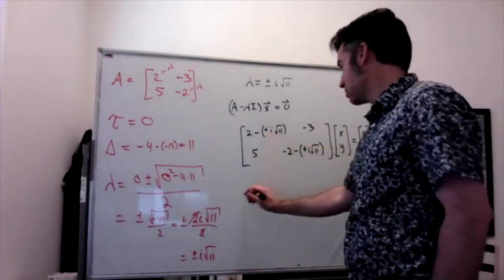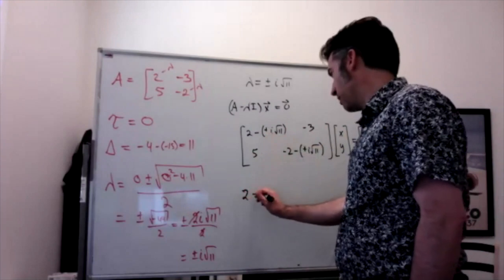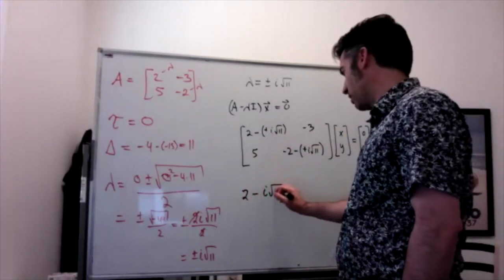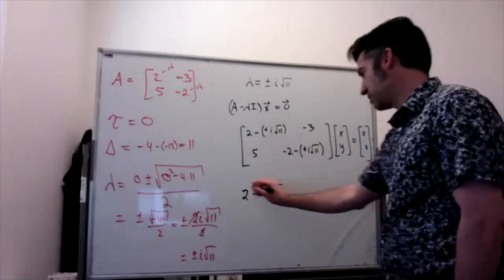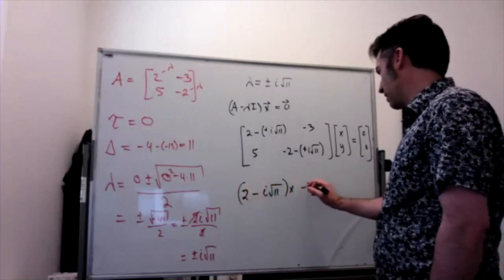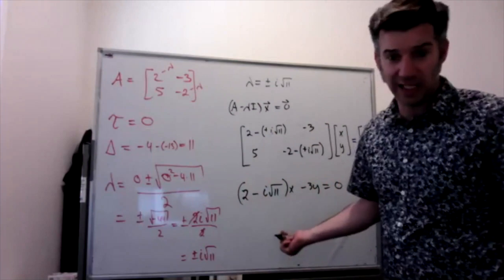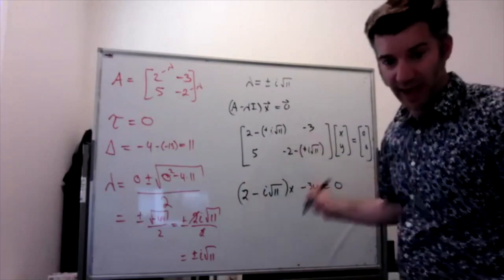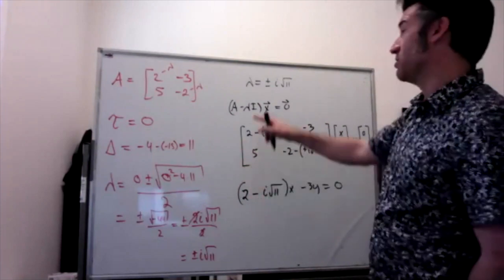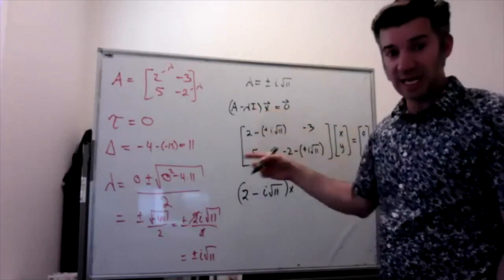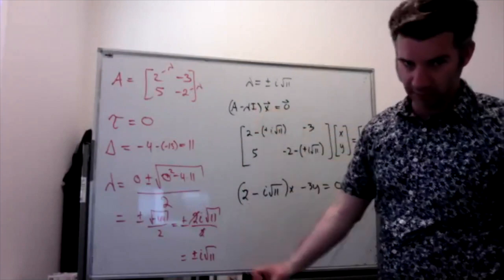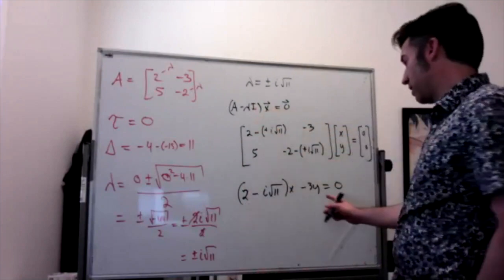I'm going to get (2 minus i root 11) times x minus 3y equal to 0. That's real easy to isolate y. There isn't another x or y that I have to add to something else. So I think probably using this equation is the easier way to find complex eigenvectors. Let's go ahead and isolate y.